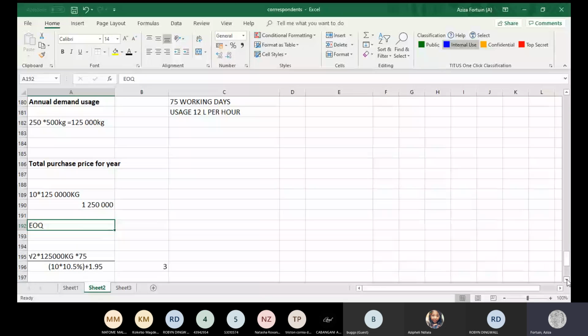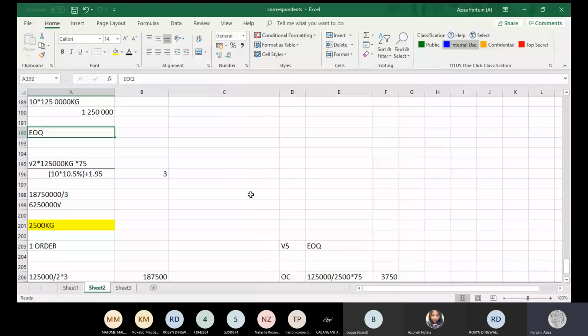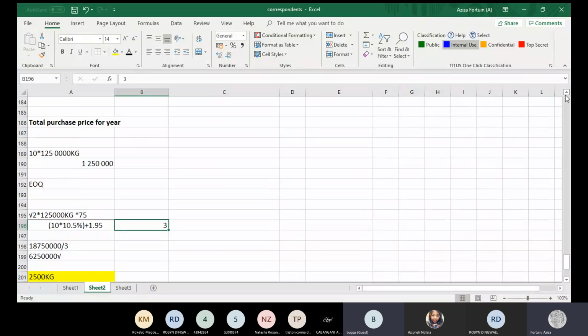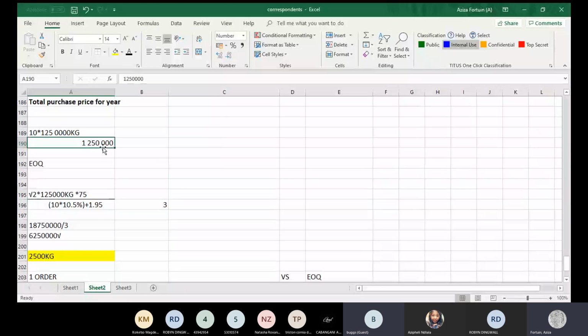Now I want to calculate my EOQ, my economic order quantity. First thing you do is you open up your square root. The formula says 2 times annual demand times your cost of placing an order. I think you put in an extra zero again, because the answer for the annual demand was 125,000 kgs. Oh yeah, the answer was right, 10 times 125,000.